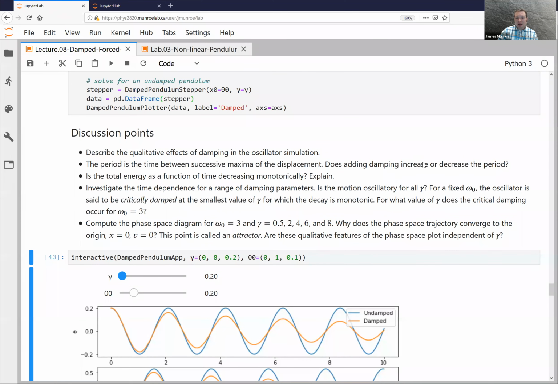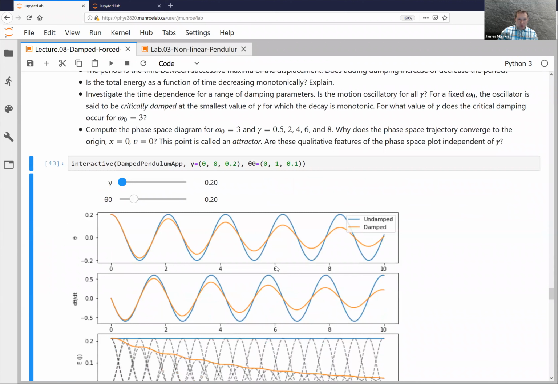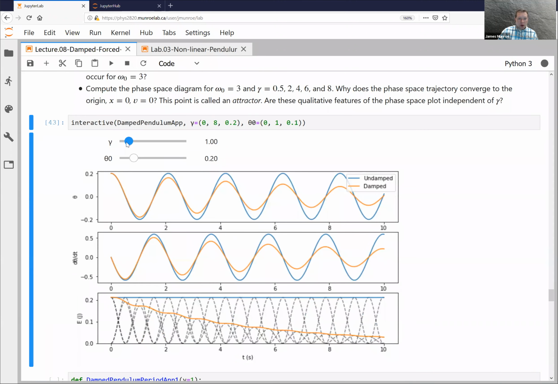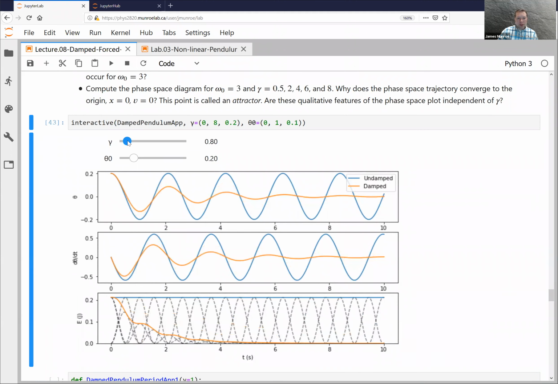What does damping do? Does it increase or decrease the period? So let's play with this. Here's some damping. Let's put some moderate damping on here, because we want to sort of see the oscillations. Okay, so bump, bump, bump.